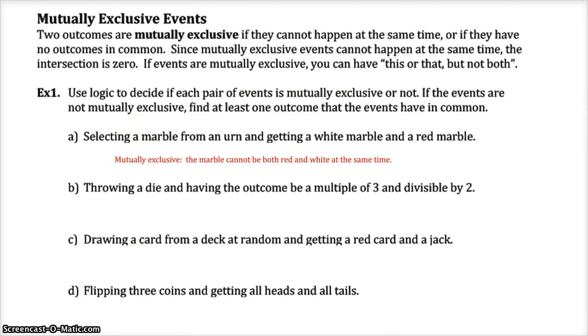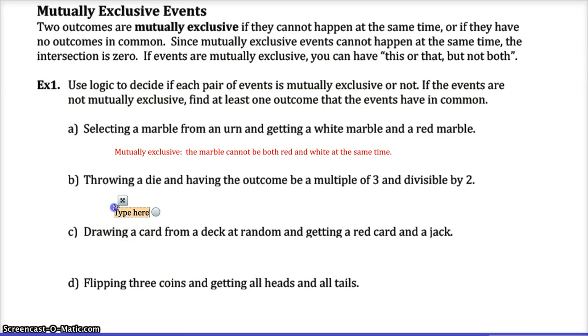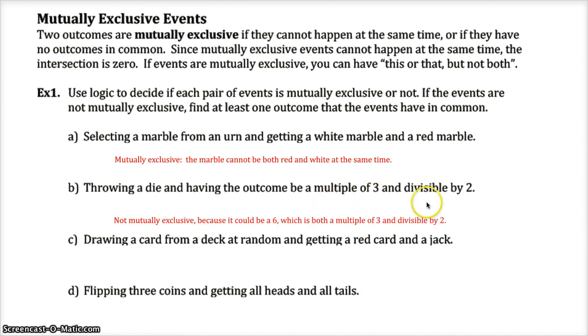That's a little silly. Throwing a die and having the outcome be a multiple of 3 and divisible by 2. Not mutually exclusive because it could be 6. I don't need to have you watch me type that. And I don't know why they use the words multiple and divisible. Anyway, that's not mutually exclusive because you could be both those things at the same time.